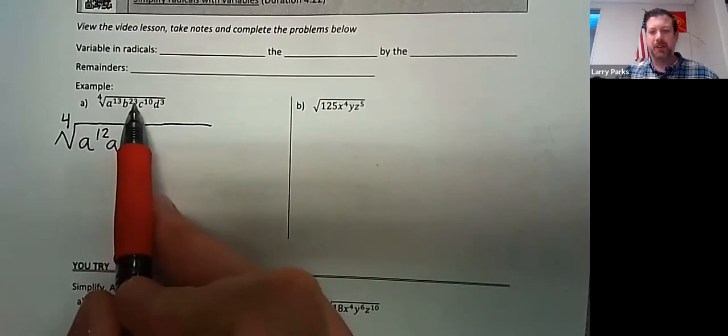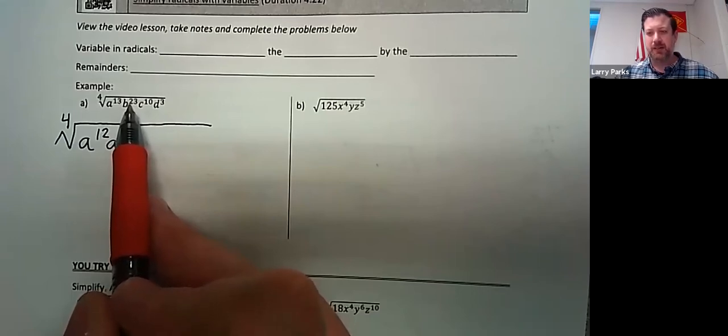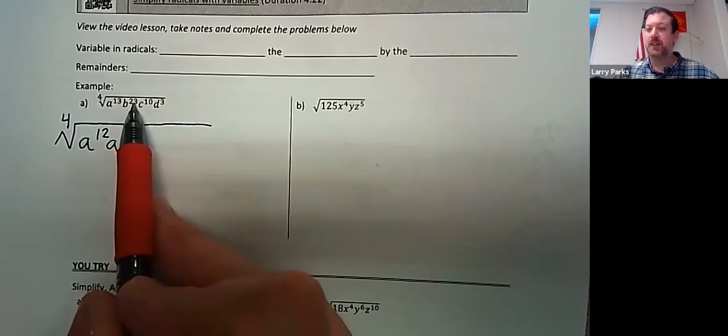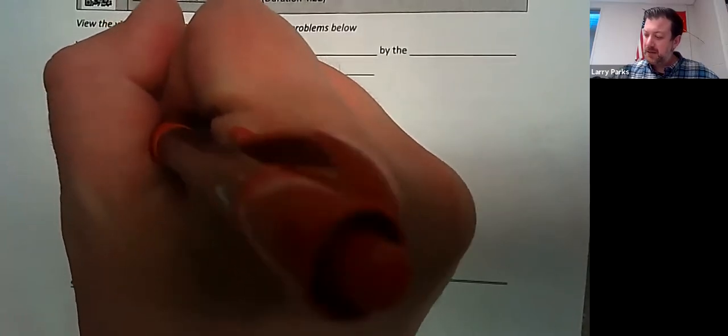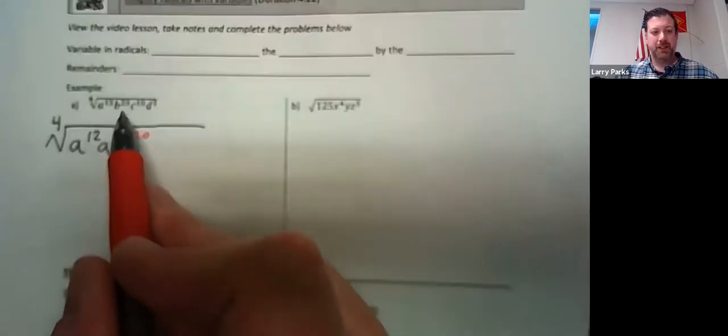If I count by 4s, trying to get to 23 without going over, 4, 8, 12, 16, 20, 24. 24 goes over. So I'm going to write this as b to the 20 with 3 left over.